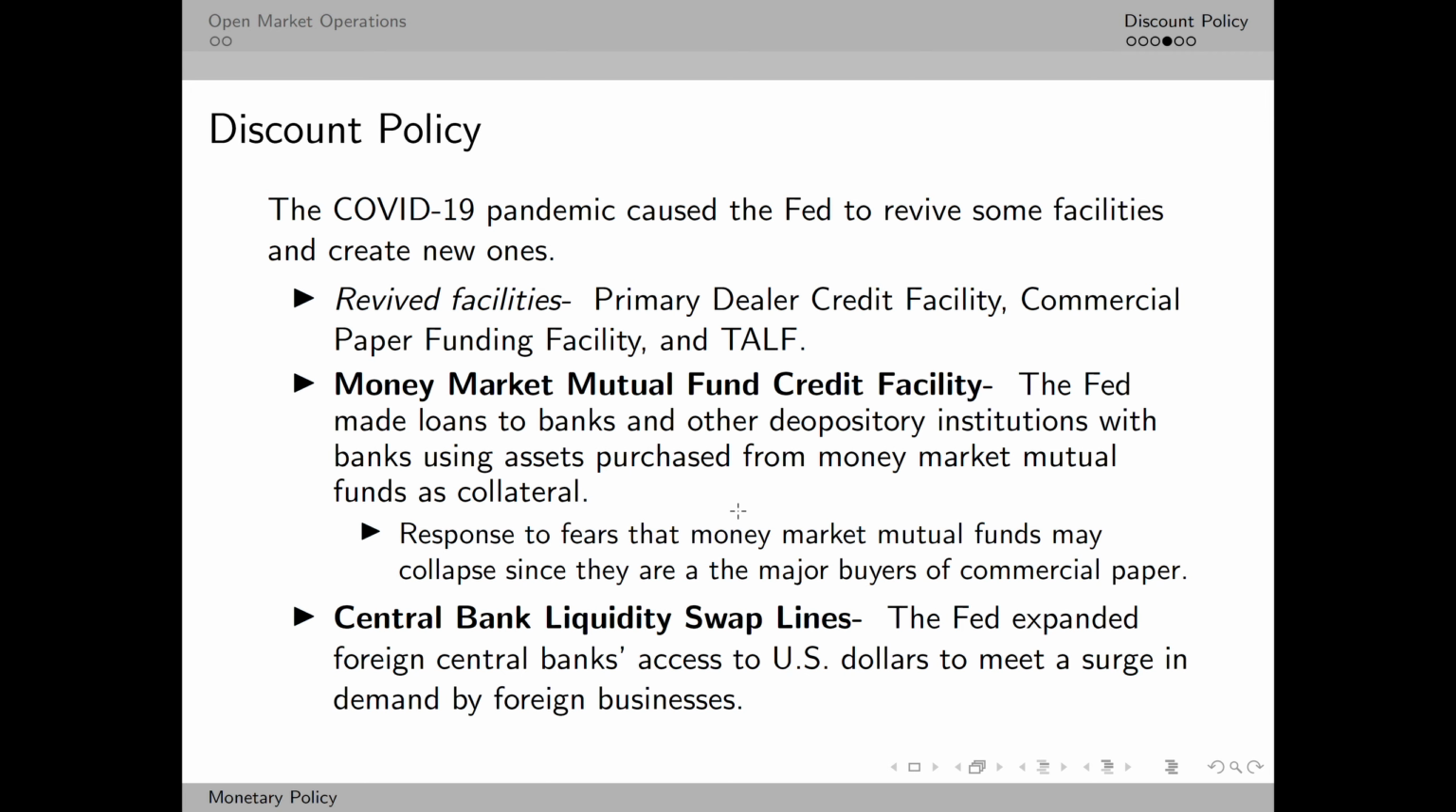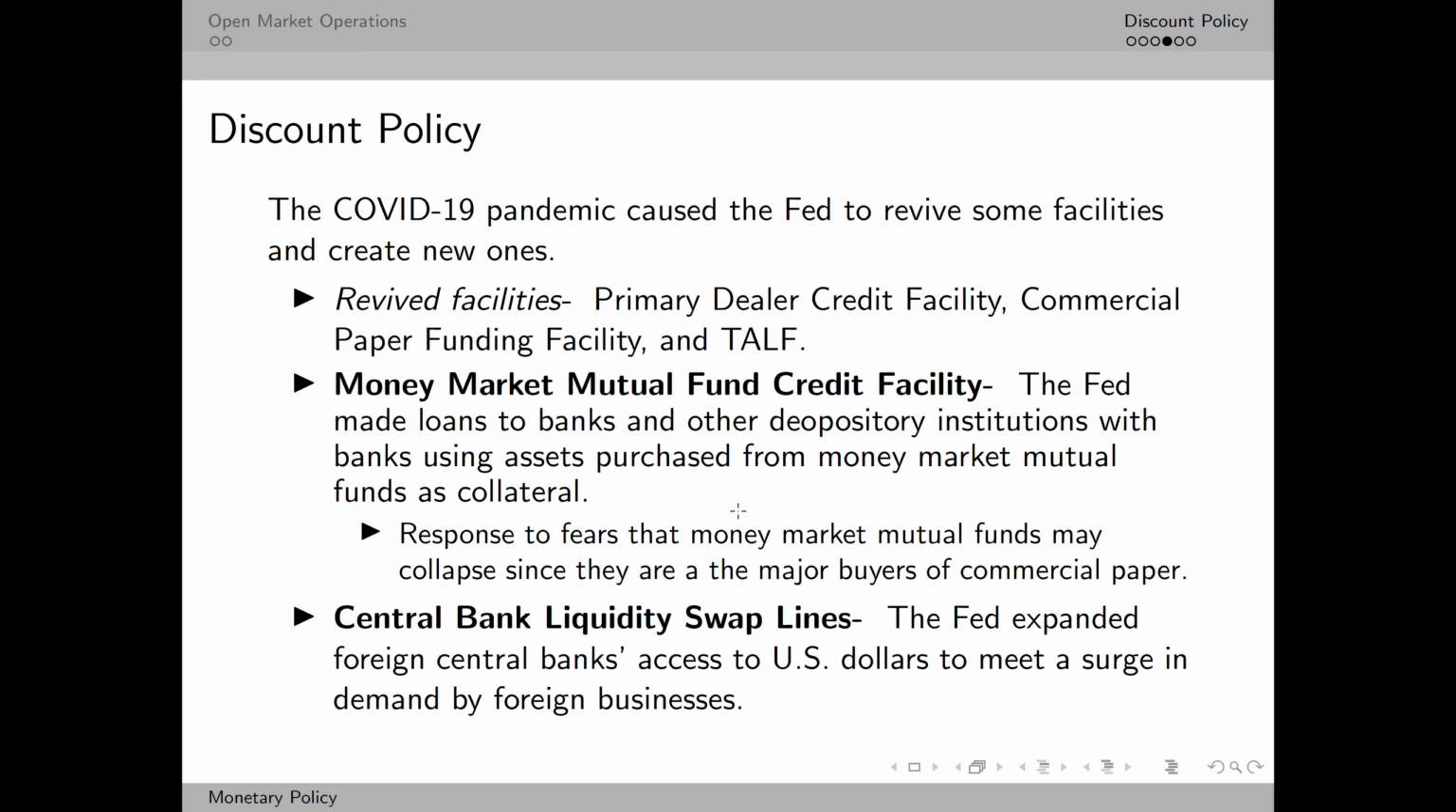But then COVID came around and put the Fed under even more pressure. And so the Fed had to revive some of the old facilities and create new ones. So the facilities that it revived were the primary dealer credit facility, the commercial paper funding facility, and TALF. And within TALF, they actually did accept MBSs. And then they also created a few more facilities.